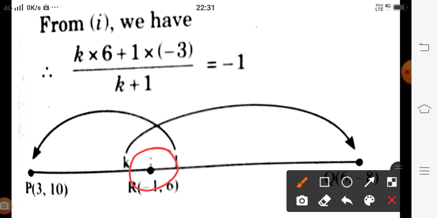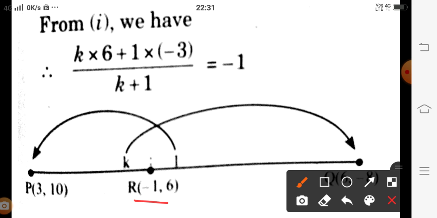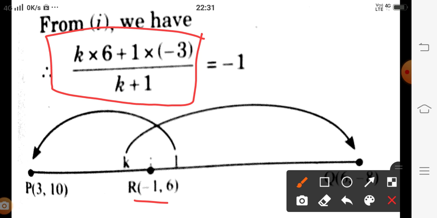Now if you observe the x coordinate, it is already given here as -1. It means that by using the section formula, the x coordinate we find should be equal to the x coordinate given to you. Then this value is equal to -1, that is, k into 6 plus 1 into -3 upon k plus 1. We are just putting the values in the formula mx2 plus nx1 upon m plus n.